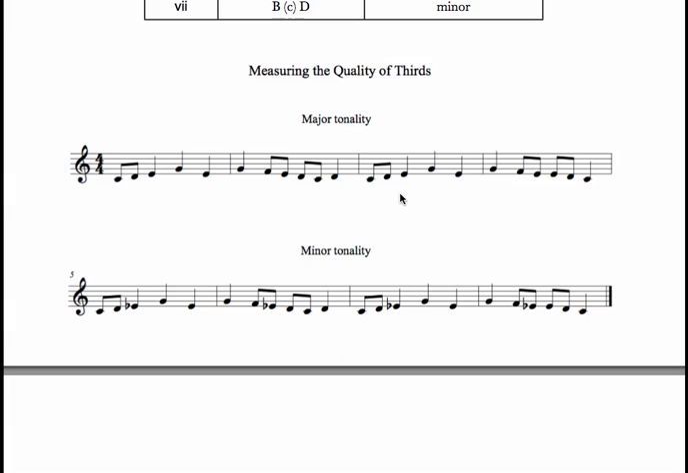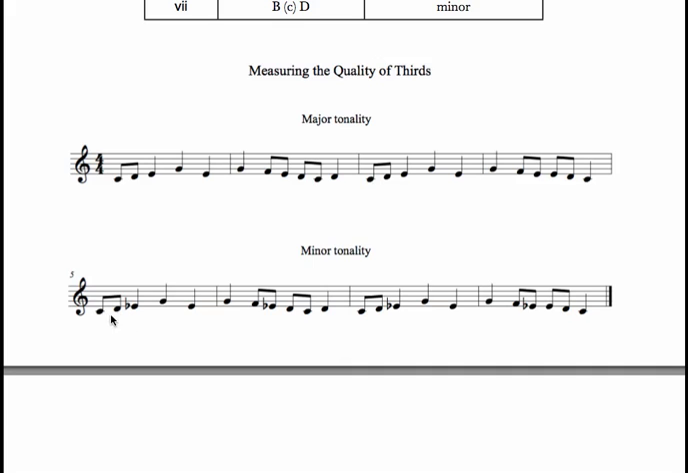Okay, well, a lot of times the thirds are important because they indicate a quality of sound and a mood. Here are 2 melodies. They're exactly the same except for 1 tone. In the first line, it all has notes that are on the white key. In the second line, we've changed one of the notes. The note E is now E flat.